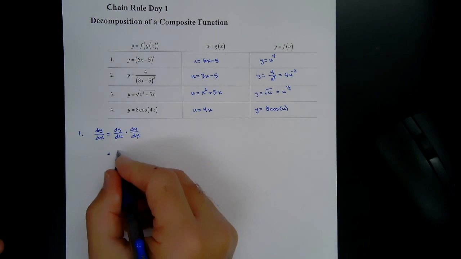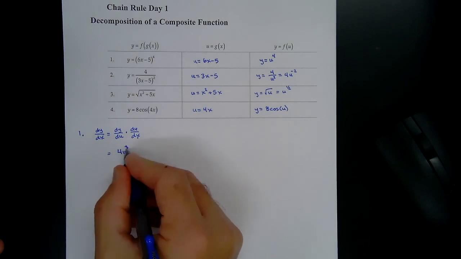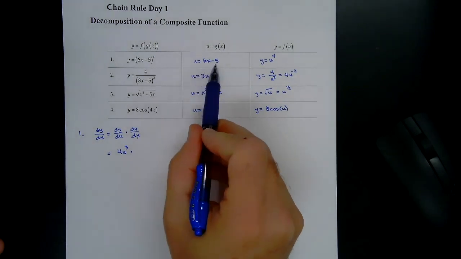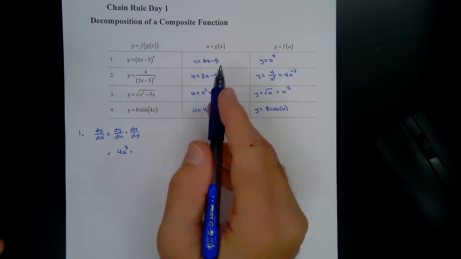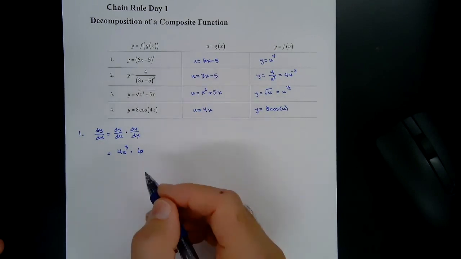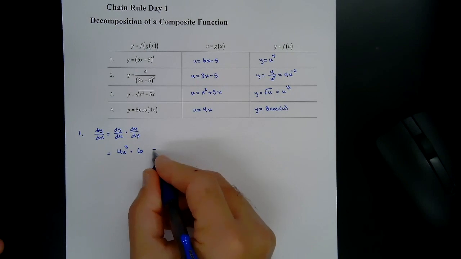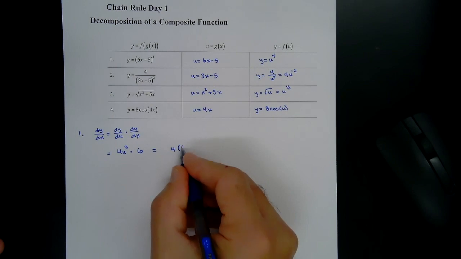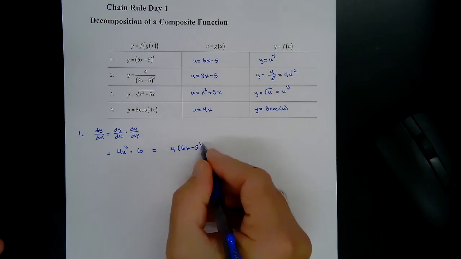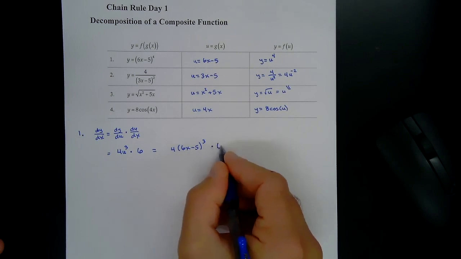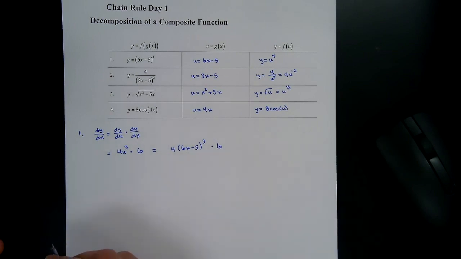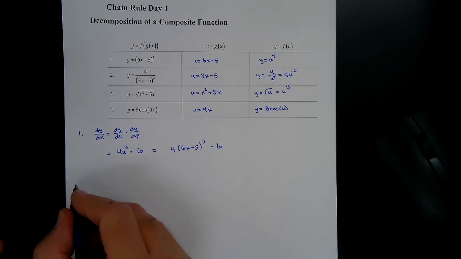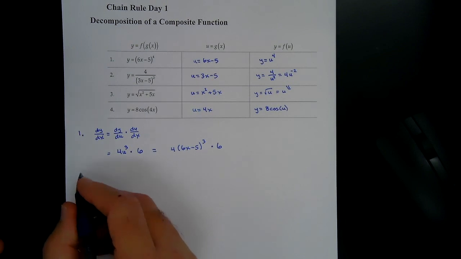4u cubed times the derivative of u with respect to x. So we're taking the derivative of 6x now, and so this would be 6. Okay, and then we're going to replace this. So the u is 6x minus 5, so this is 4 times 6x minus 5 raised to the third power times 6. All right, and I'm going to leave it like that. I'm not going to clean it up because I'm going to try to get you to see what's happening here, and that's hard through a video, I know.